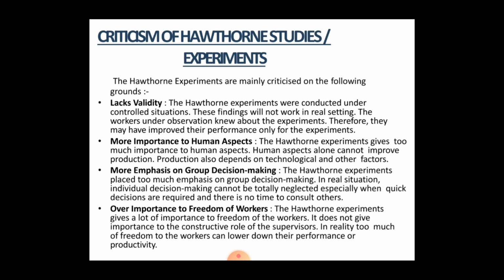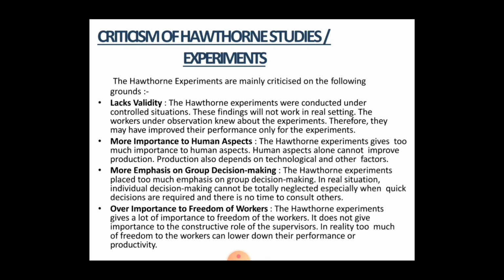More importance to the human aspect. The Hawthorne experiment gave too much importance to the human aspect. It considered that the human aspect alone cannot improve production. Production also depends on the technology, types of material, and types of method we use for production, etc. It also emphasized group decision making too much in real situations. Individual decision making cannot be totally neglected, especially when quick decisions are required and there is no time to consult.